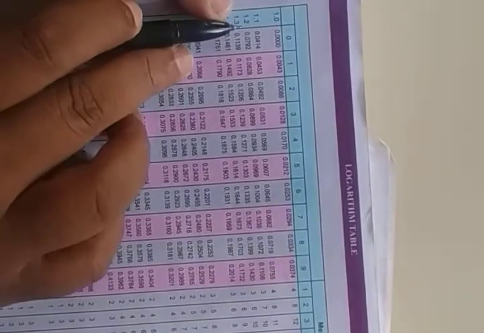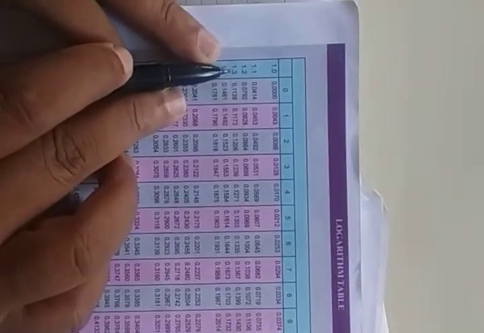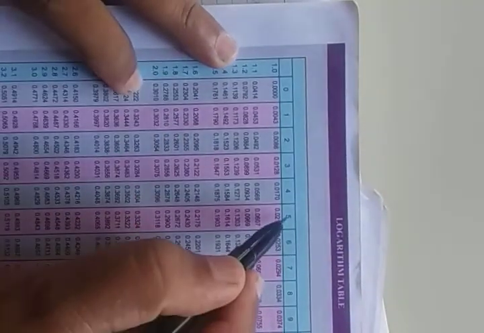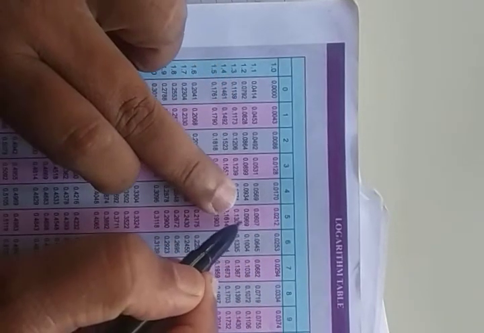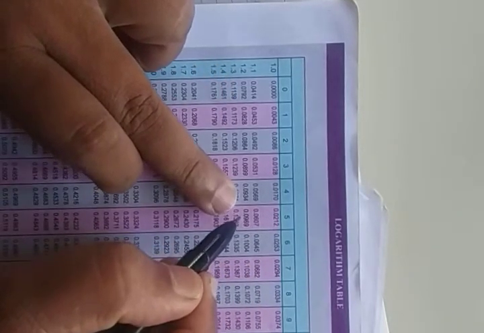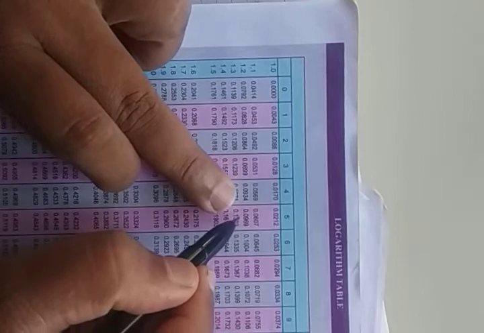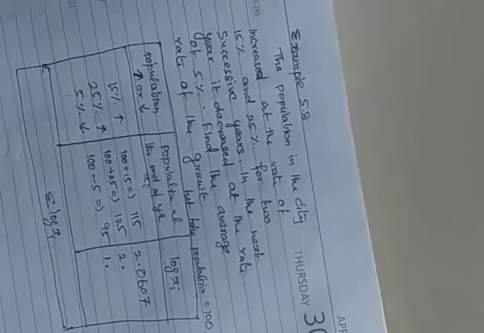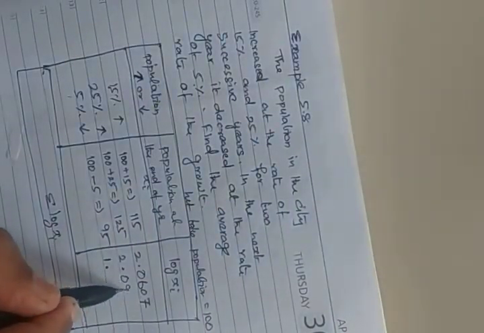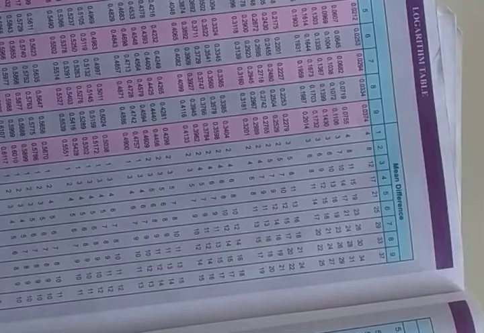So next is 125. 12, so where is it 12? Here it is 12. 125 means 5 is coming here, 12 is coming here. Here what is our answer? 0.0969, 0969. So you write it as 0969. You can write it.